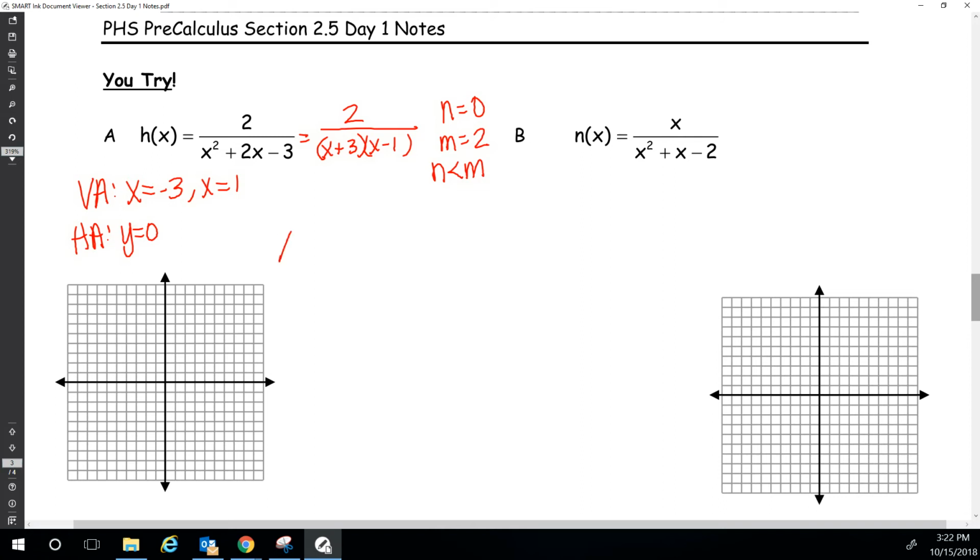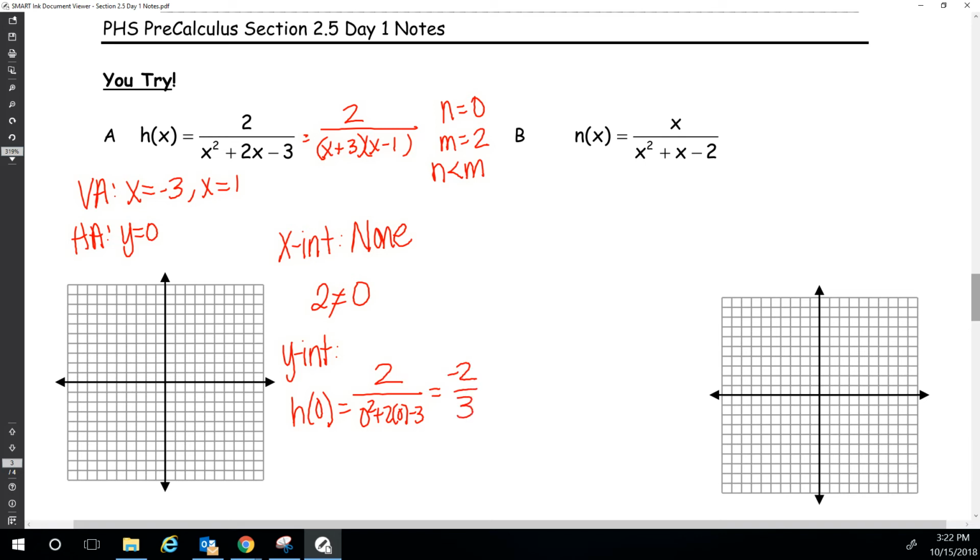For my x-intercept, that's when this guy is equal to 0, or when the numerator is equal to 0. That never happens, so we don't have any x-intercepts. And then for my y-intercept, that's when I'm plugging 0 in for x. So that would be h of 0. So that's 2 over 0 squared plus 2 times 0 minus 3, or negative 2/3. All right, let's graph this guy. We've got a vertical asymptote at negative 3 and at 1.